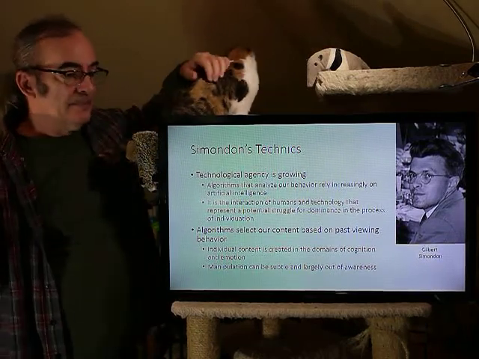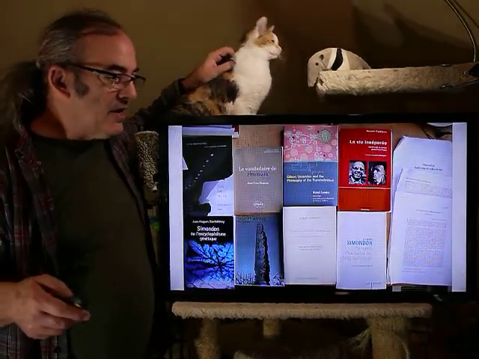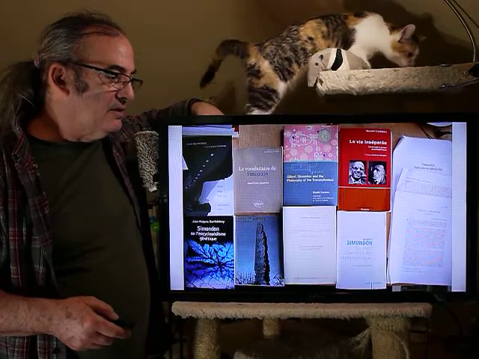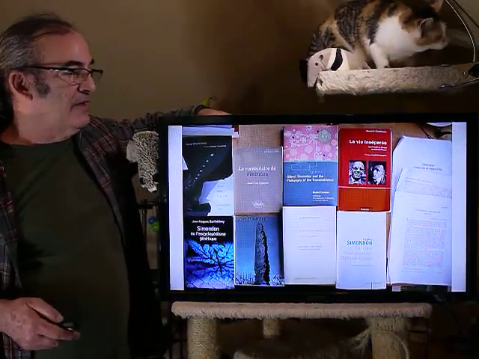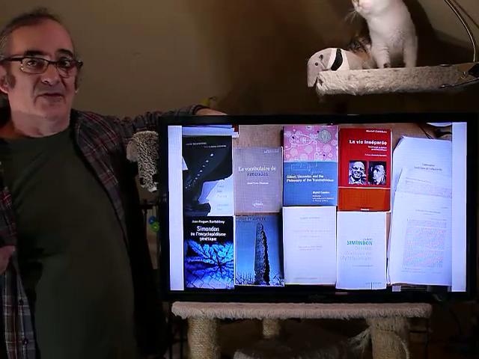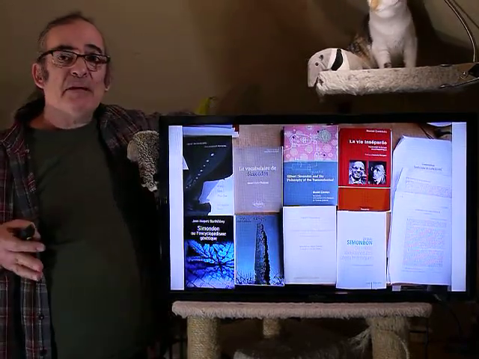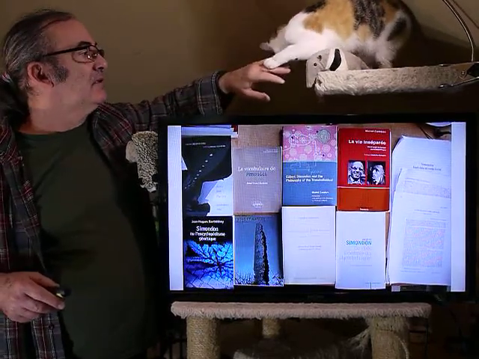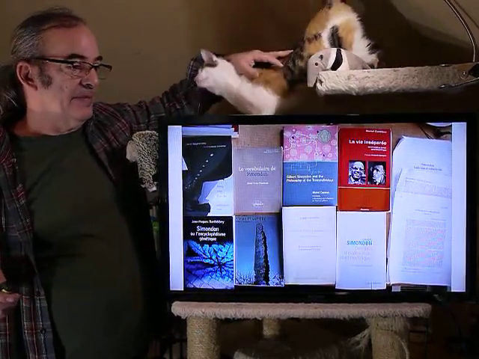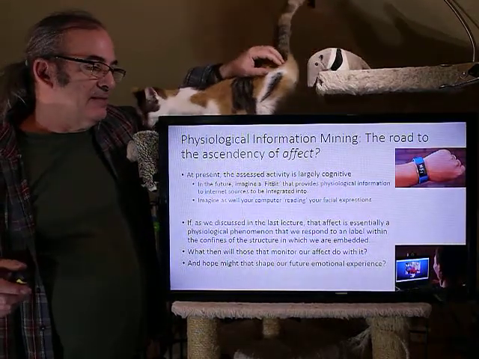So, in case you're interested, Simondon's got a lot of works in this area. The downside is most of them are written in French, and it's pretty high-level stuff. So for most of us who studied minimal French, we would have to struggle through this, although translations are available of some works, right?